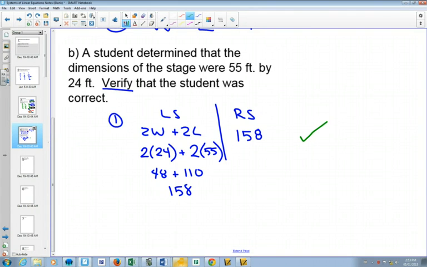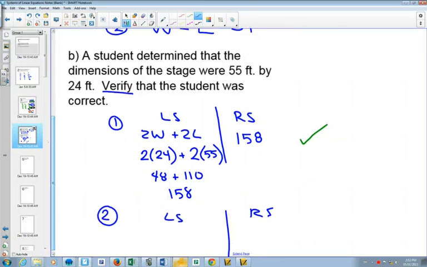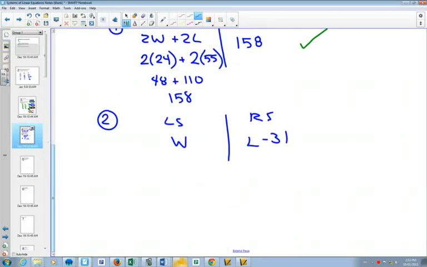But even with our chickens and horses, while we were guessing and checking, we often had it add up to 50, but the legs weren't right. So now we have to check, does it also work for equation 2? Our left side and our right side. In equation 2, the left side was just W, and the right side was the length minus 31. So let's plug in our numbers. Our width was 24, and this is 55 minus 31, which is 24. Yes. So that is the correct answer.